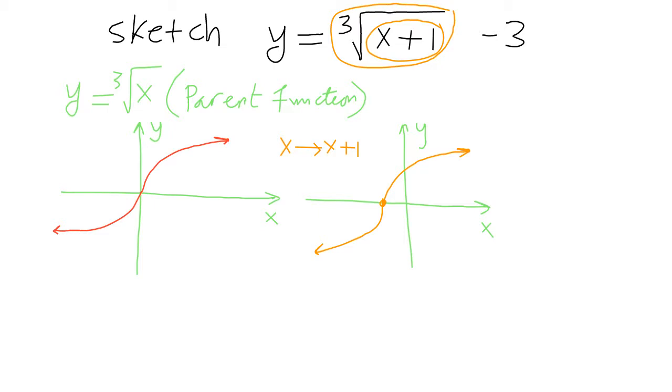Then, so this graph, y equals cubic root of x plus 1. After that, I have to what? You see, f of x minus 3. f of x minus 3 means I have to shift the graph, the resulting graph, 3 units down.